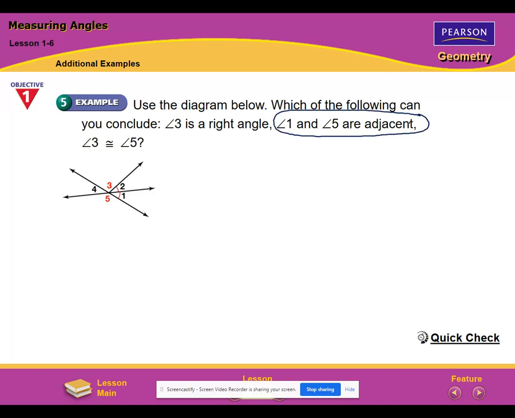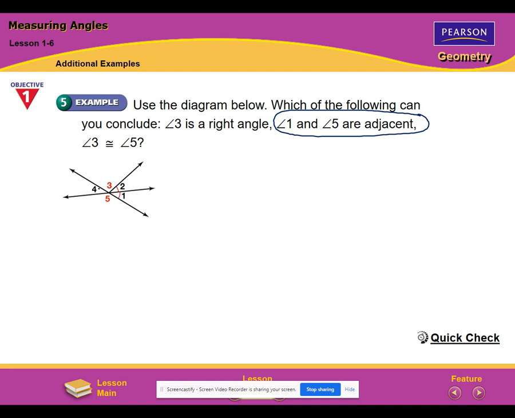Now let's just rule out the other one too before we end the video, and that is angle 3 congruent to angle 5? Remember the symbols here. Angle 3, the angle symbol, we've been using that for a while now. The congruence symbol, are they congruent angles? Do they look like they have the same measure?